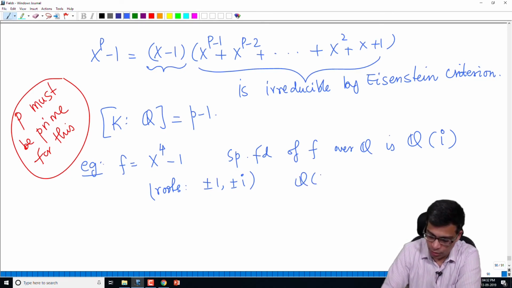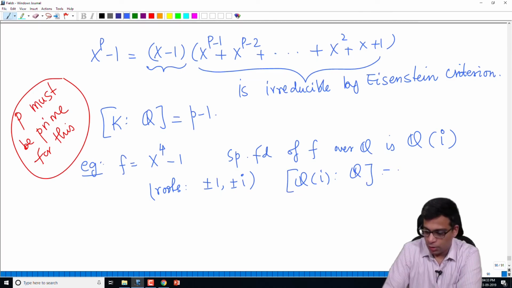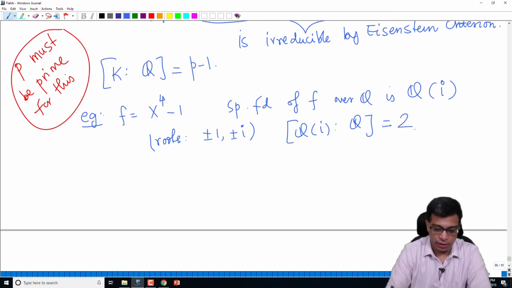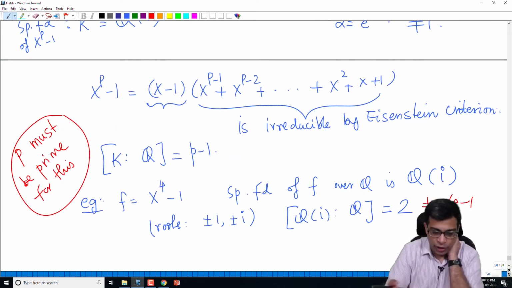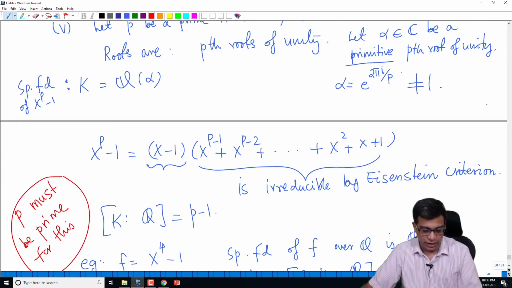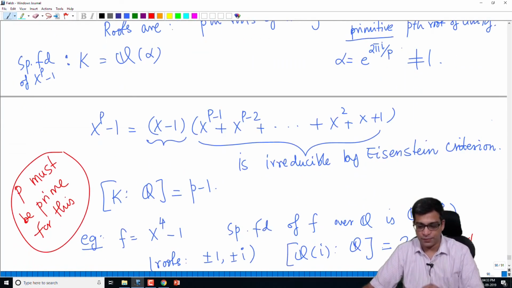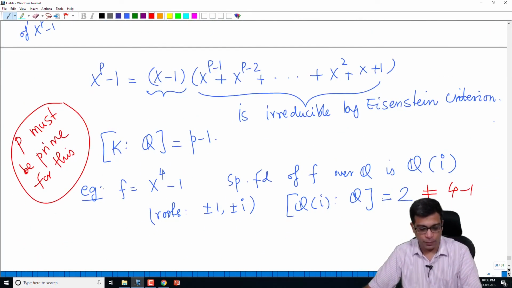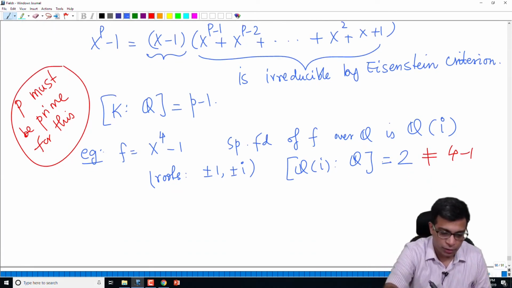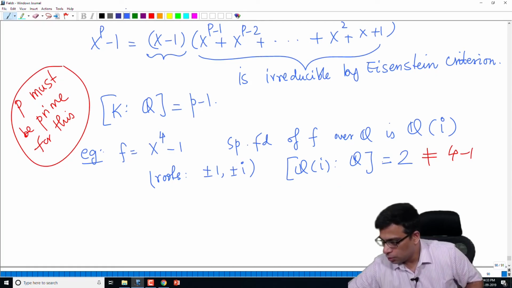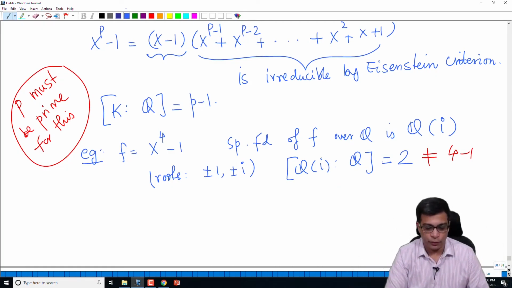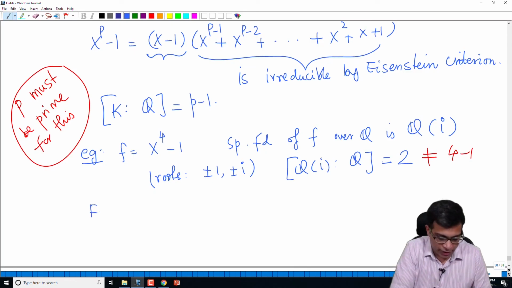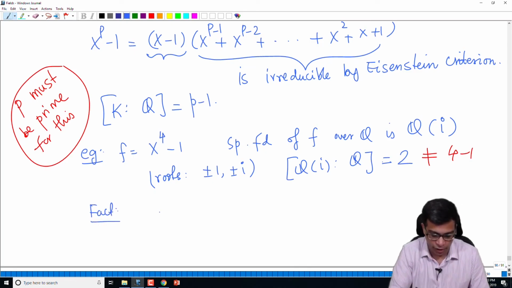And what is the degree of the extension? This is actually only 2, right? It's not 4 minus 1. If you take the polynomial x power p minus 1, the degree is p minus 1 if p is prime. And this example shows that if p is not prime, 4 is not prime, you do not get 4 minus 1. Okay? So you have to be a bit careful about non-primes, and as a general fact you will do this in a later course sometime.